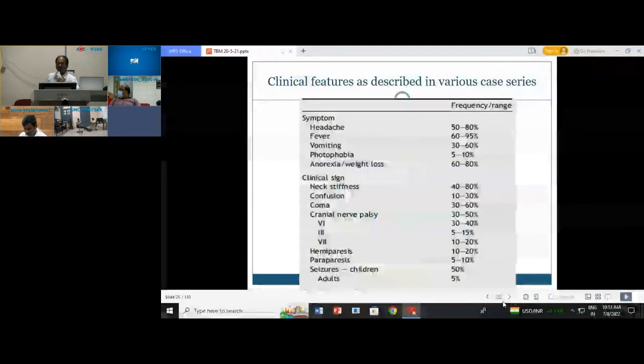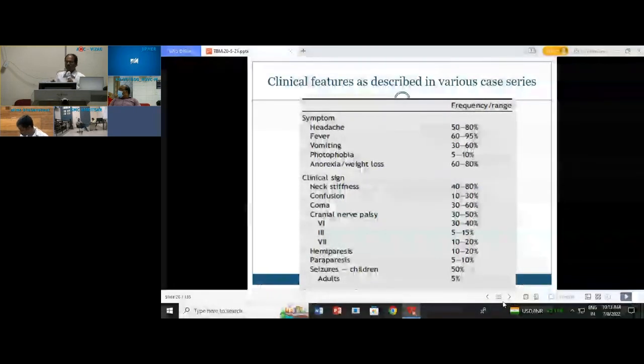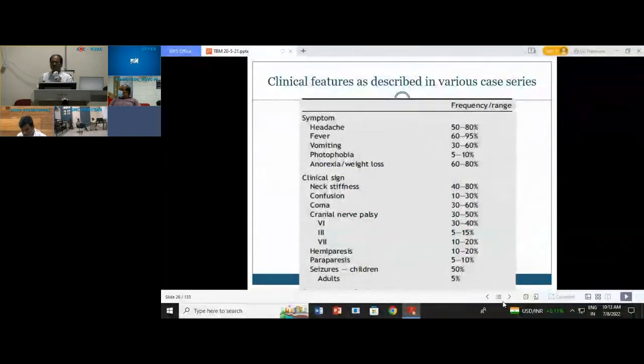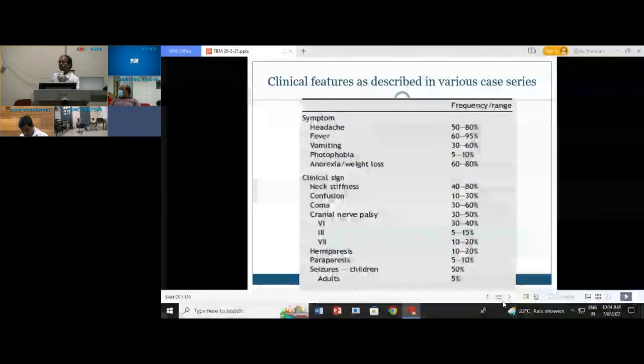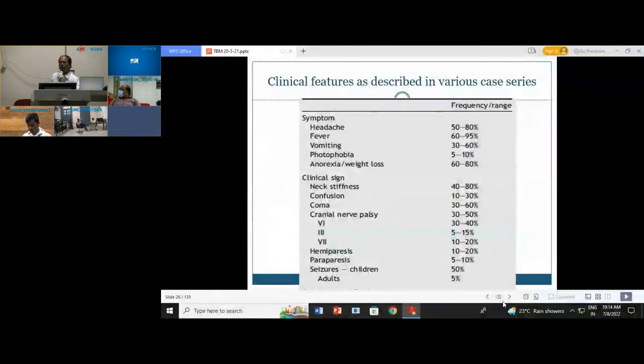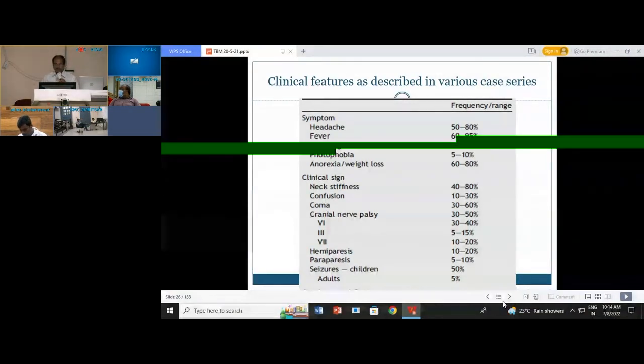These are the most common symptoms: fever, headache, vomiting, photophobia, phonophobia, anorexia, nausea, and weight loss. Coming to clinical signs, the most important sign is neck stiffness, which is present in up to 2/3, confusion 10 to 30%, frank coma 30 to 60%. Cranial nerve palsy: the most commonly affected is the sixth cranial nerve, 30 to 40%, followed by the third nerve, and they can have focal deficits. The focal deficits can be major or minor, in the form of only some cranial nerves. The major focal deficits can be hemiparesis, quadriparesis, paraparesis, seizures. Seizures are very important. They can present in 5% of the patients.